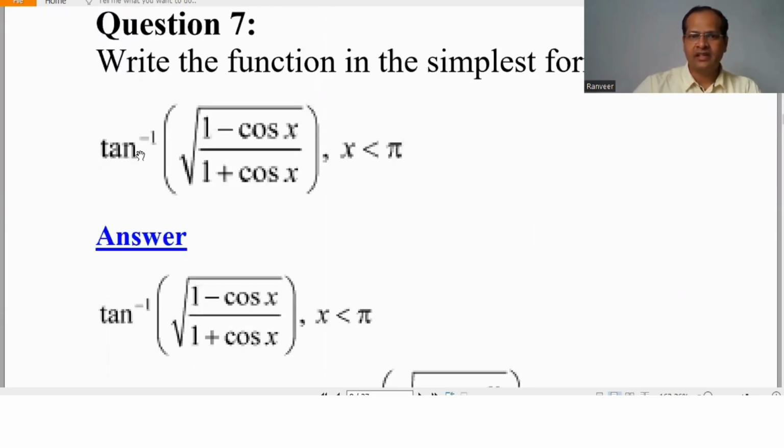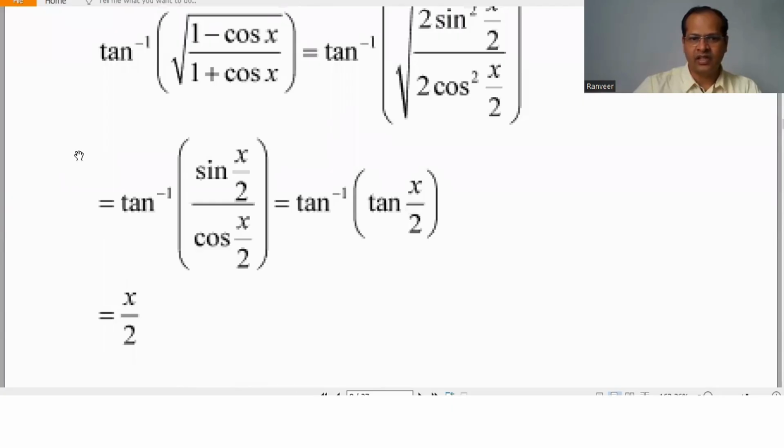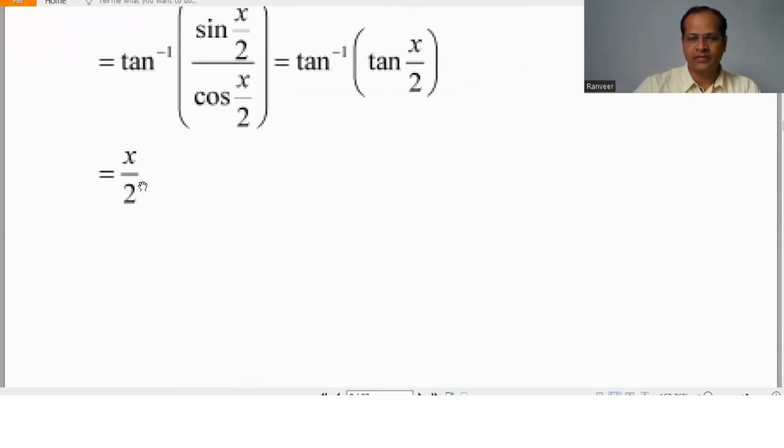So in this way we can write the function in the simplest form: tan inverse root under 1 minus cos x by 1 plus cos x. So here also we will apply the formula first. 1 minus cos x is nothing but 2 sin square x by 2, and 1 plus cos x is 2 cos square x by 2. After doing the simplification, we can write tan inverse sin x by 2 over cos x by 2, that is tan x by 2, and this is x by 2. This is the simplest form.